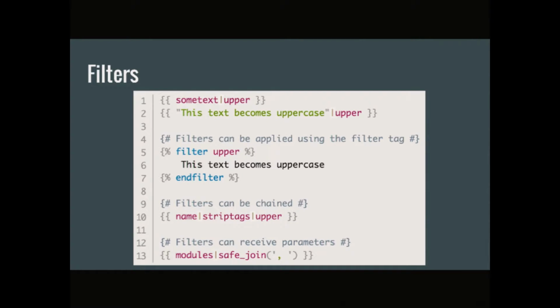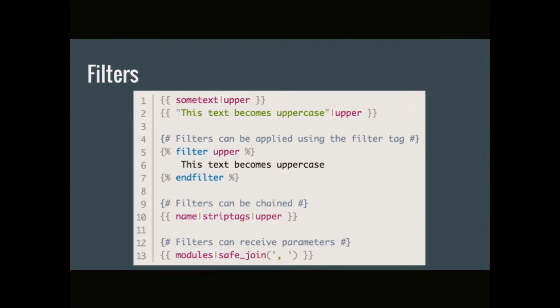So filters. Filters allow you to modify some variable that you're working with or some values that you're working with, and usually they are applied with a pipe and then the name of the filter. So you have your variable or your string, for example, then a pipe and the name of the filter. In line 1, we have a variable that is going to be uppercase, the text that it contains. In line 2, we have just a regular string, and it's going to be also uppercase. It is also possible to apply a filter using the filter tag, which is the syntax that we can see from line 5 to 7.